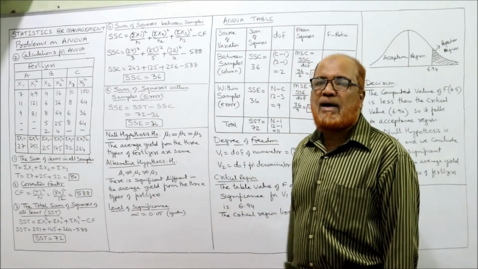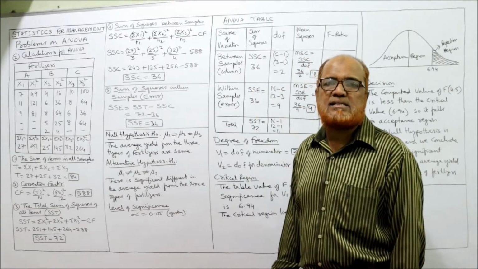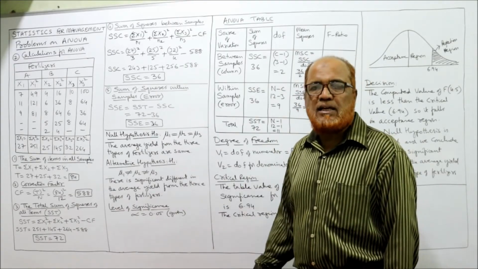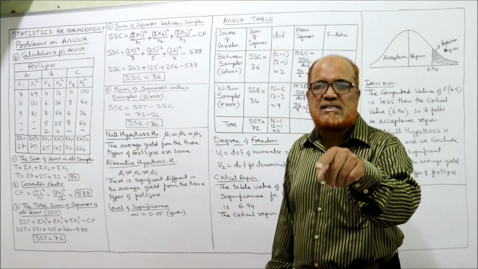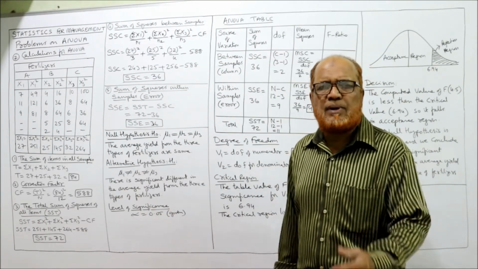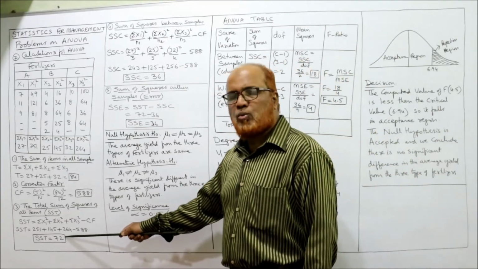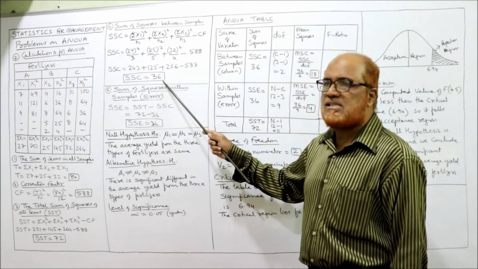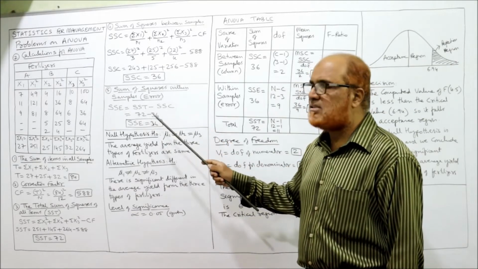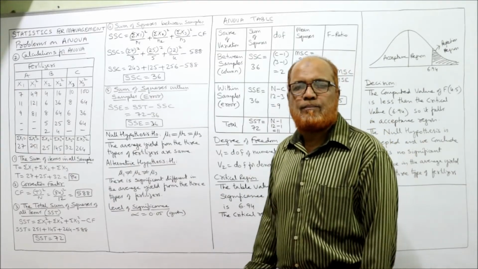Now sum of squares within samples, it is called error, SSE. So SSE is equal to SST minus SSC. No formula is there. Simply you subtract columns from total. So SST is 72. SSC is 36. So 72 minus 36, 36. Over. All the calculations are over.